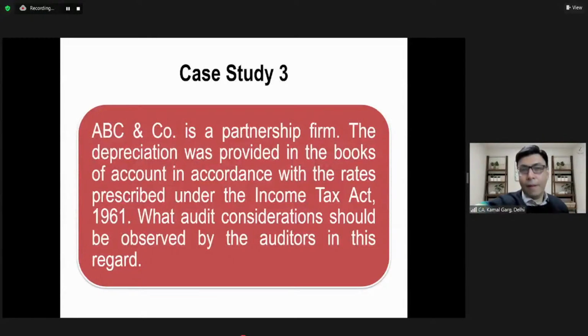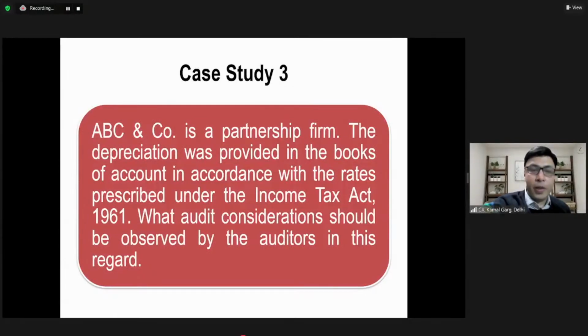Case study number 3. Be very careful because this is a very serious case study, and most of the chartered accountants in India are committing this mistake as well. ABC and company is a partnership firm. I emphasize, it's a partnership firm, it is not a company, so the Companies Act is not applicable. The depreciation was provided in the books of account in accordance with the rates prescribed under the Income Tax Act 1961.